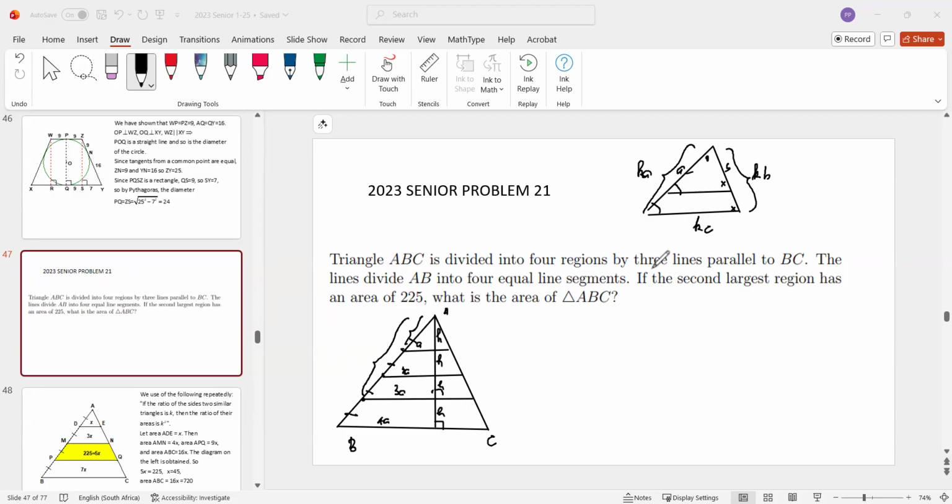Okay, now I think I'm all set up here. We know that the area of the second largest region, this one here, is divided into 4 regions, 1, 2, 3, 4. So the area of this part here is 225. The area of the shaded region is 225. But the shaded region is a trapezium.